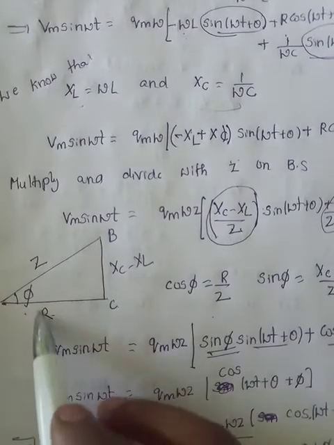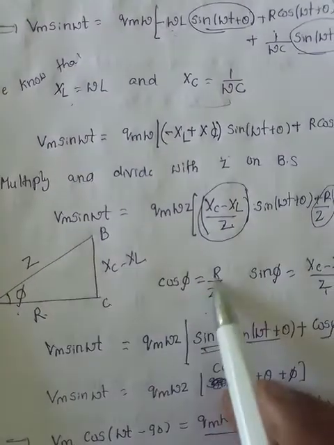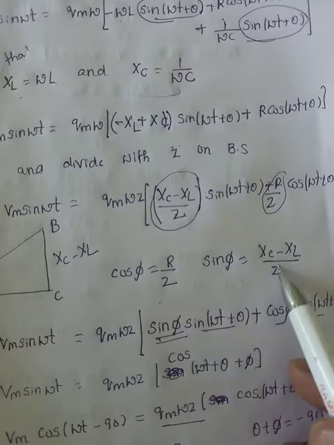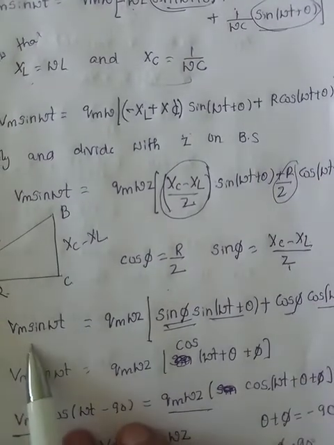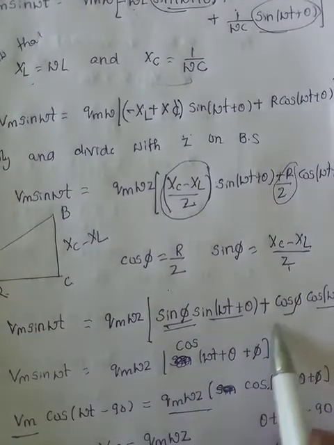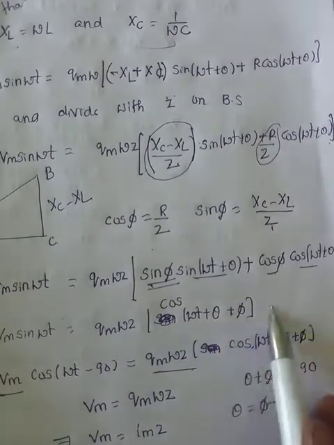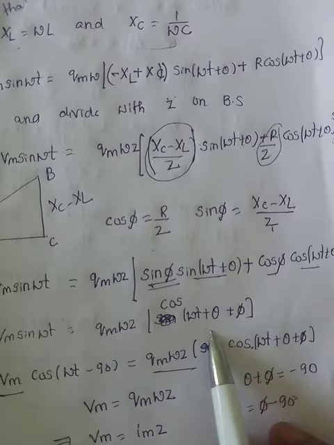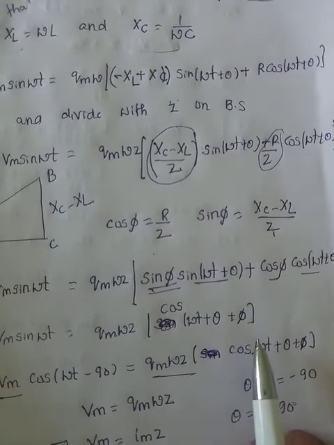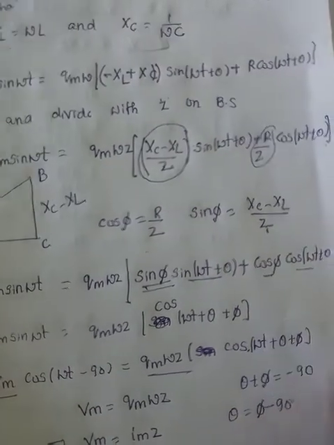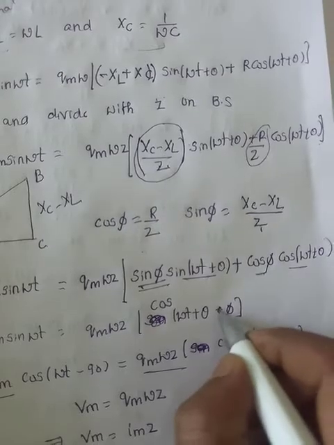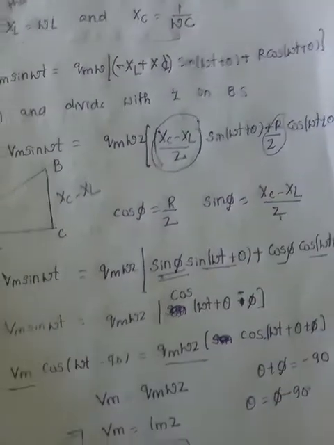Cos phi is equal to adjacent side by hypotenuse, R by Z. Sin phi is equal to XC minus XL by Z. Substituting the same values here, it becomes sin A sin B plus cos A cos B. So the formula is what? Cos of A minus B, where A is omega t plus theta and B is phi.